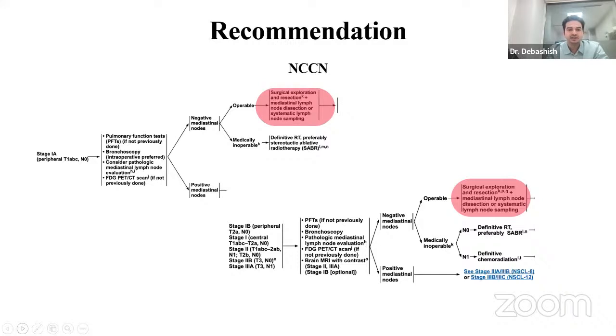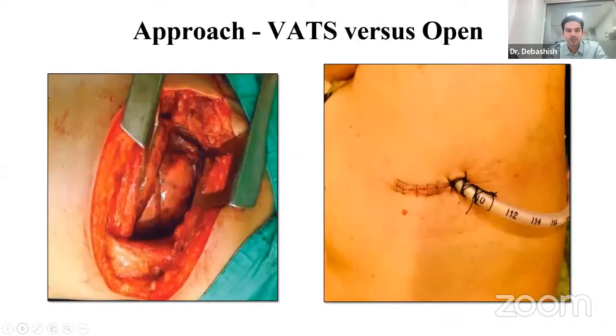Again, the NCCN recommendation, I won't go into the details because we anyway are going to study how we plan a surgery. The previous speaker already discussed the mediastinal staging, so I won't be going into the details. So coming on to the approach. These are the conventional approach of open surgery on the left side and the minimally invasive surgery that may be either VATS or robotic on the right side.